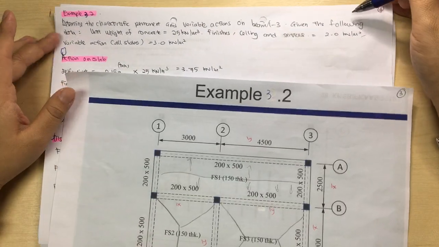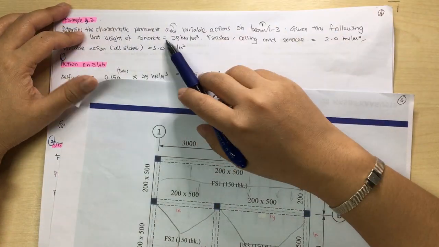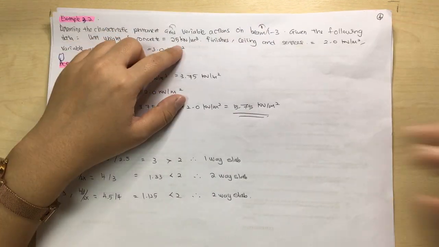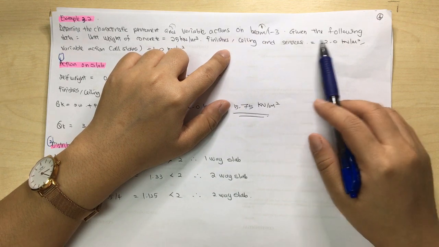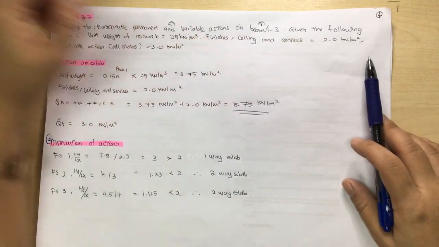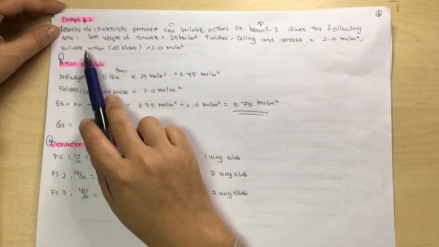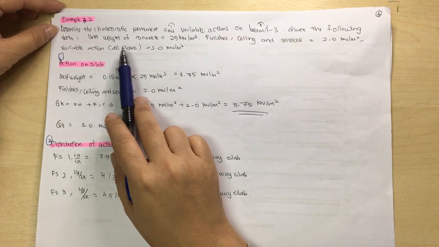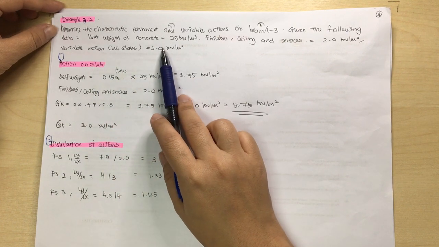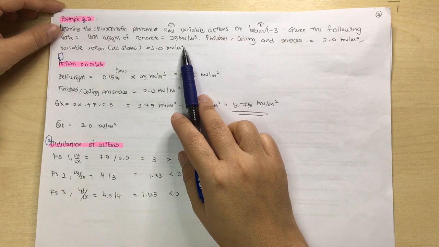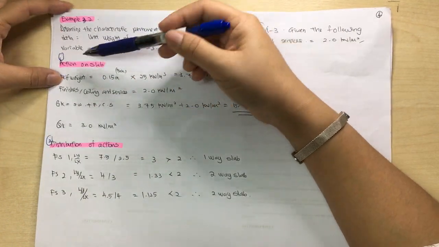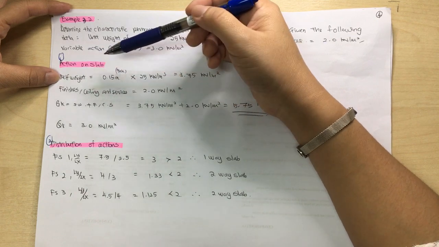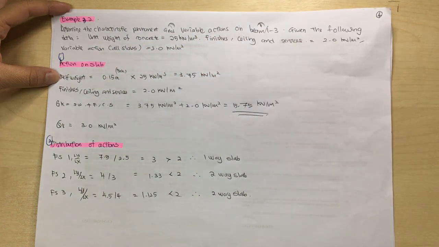So given the following data, unit weight of concrete is 25 kilonewton per meter cube. Finishes, ceiling and services is 2.0 kilonewton per meter square. And variable actions QK for all slab is 3.0 kilonewton per meter square. So first we need to calculate the action on slab. First we need to calculate the self weight of slab, which you can look at the slab.